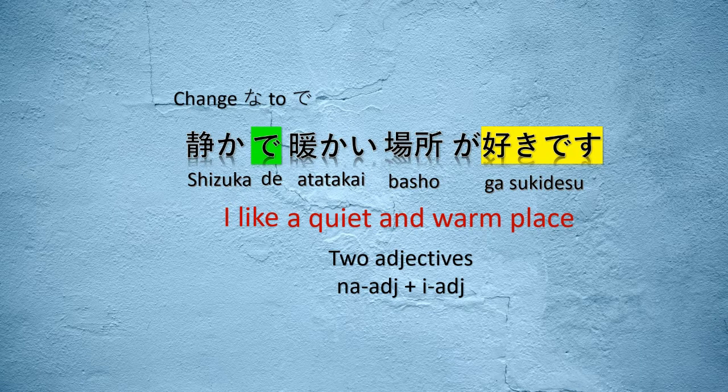Atatakai, an i adjective, we do not change anything. Shizuka de atatakai basho ga suki desu. So here, de serves as the word and between two adjectives. And again, atatakai, the i remains before the noun.